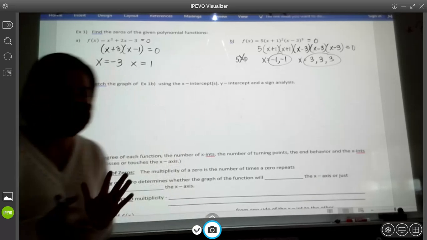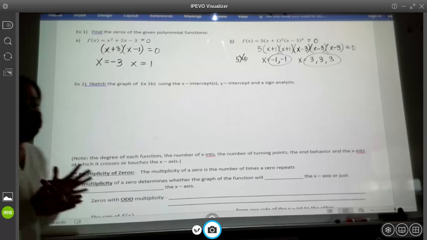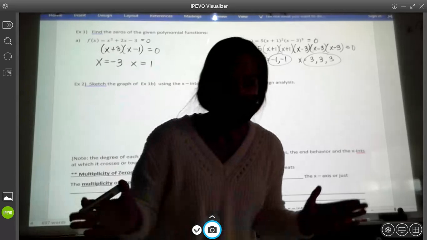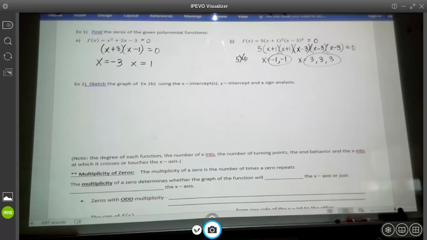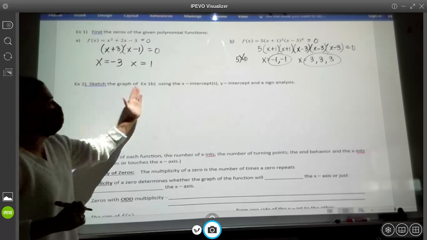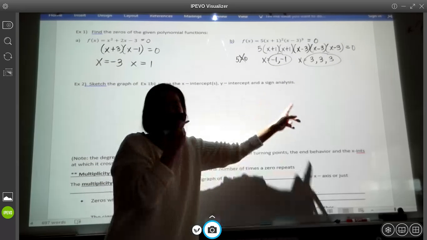All right, let me pause. Everybody okay? Everybody's all right? All right, here we go. Again, other than the word multiplicity, nothing should be new. All right. In example 2, it says, sketch the graph of example 1b using the x-intercepts, the y-intercept, and a sign analysis.